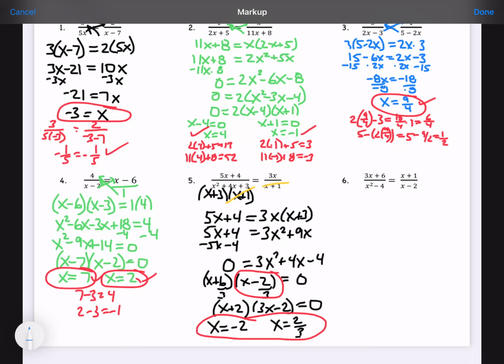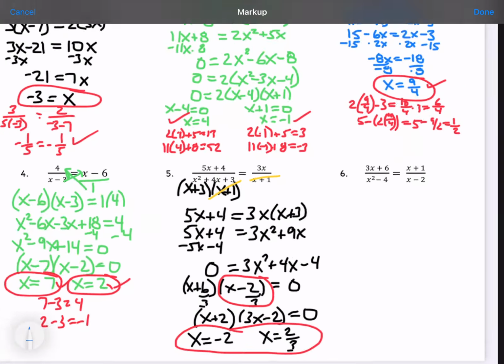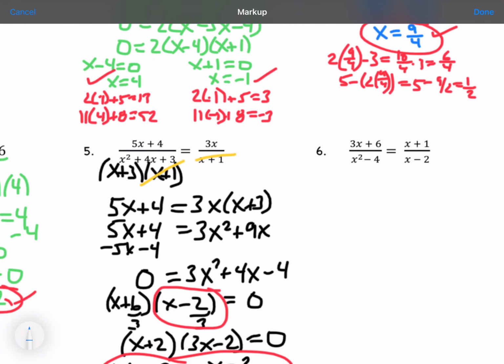All right, let's look at this one, last one. So before we start, how do we factor x squared minus 4? What's x squared minus 4 factor out to be? x minus 2 and x plus 2. If you don't factor it out, you're going to end up with an x cubed, and it's going to make your life a little miserable. So now what can I cancel out? Yeah, both denominators have an x minus 2.